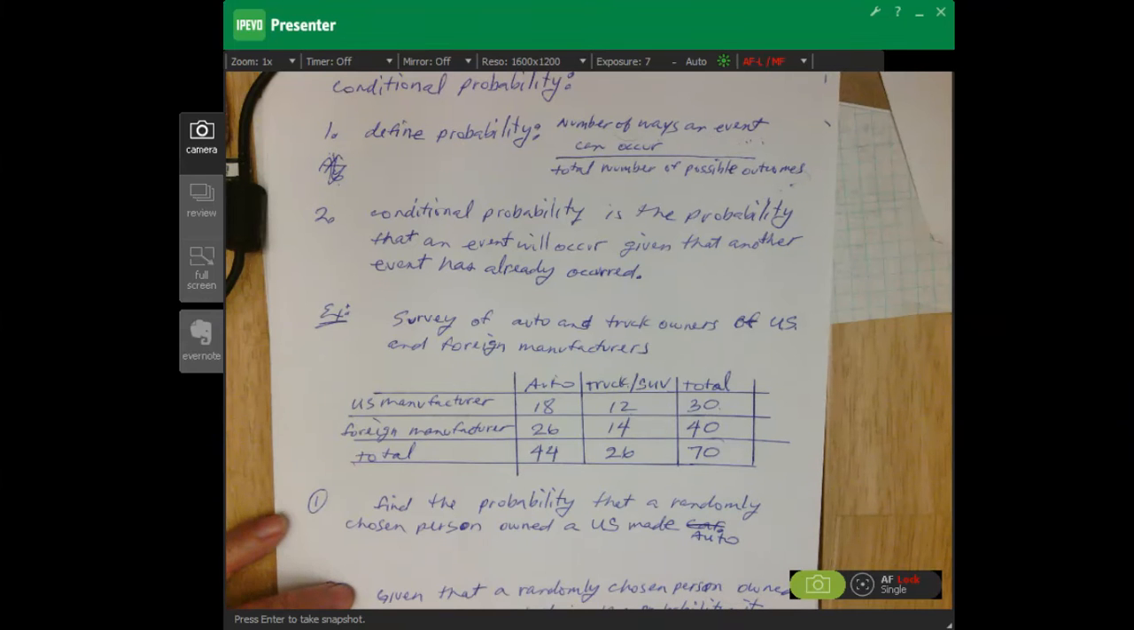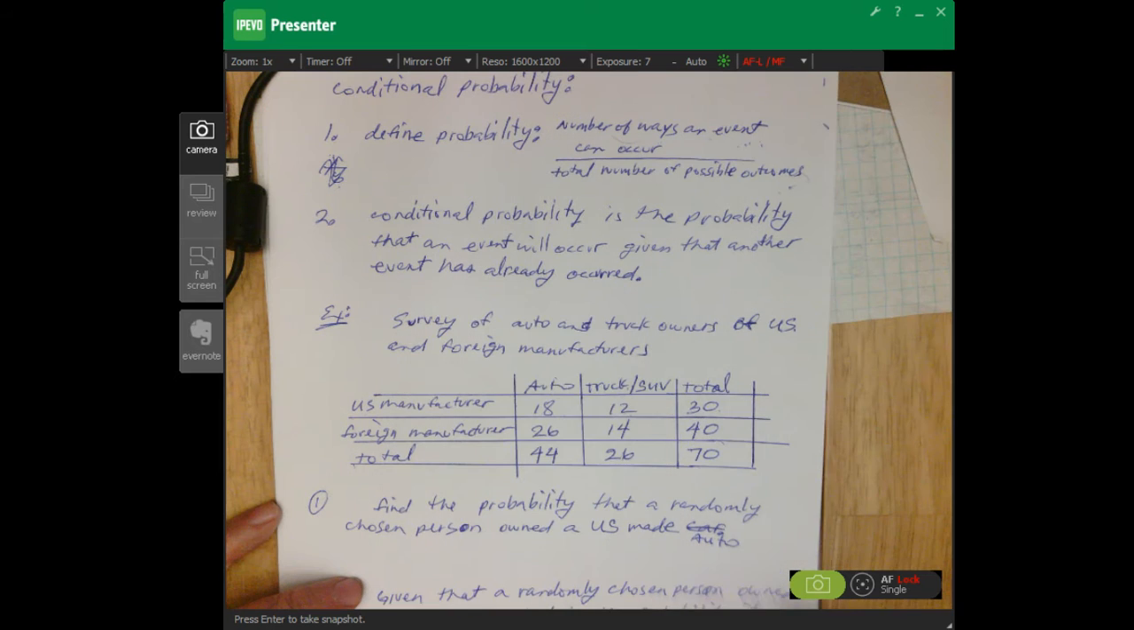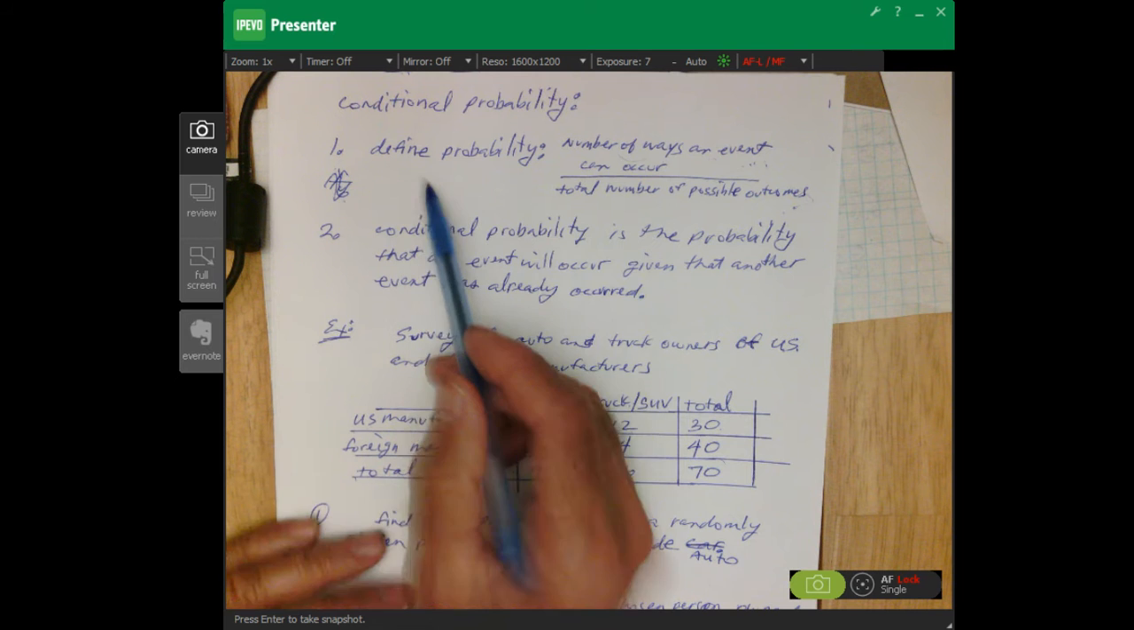Okay, we're going to talk a little bit about probability. Specifically, we're going to spend some time on conditional probability. So to begin with, let's define probability. Probability is just the chance of something happening.